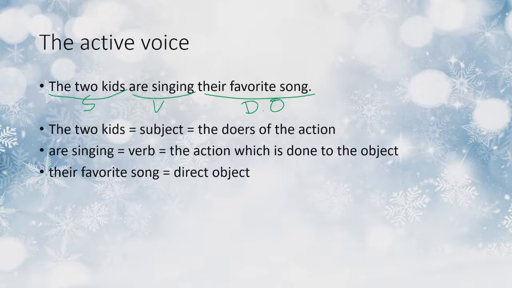Are singing is the action and it is the verb. Their favorite song is the direct object. The two kids are singing their favorite song. Here, the verb is conjugated in the present continuous or the present progressive.